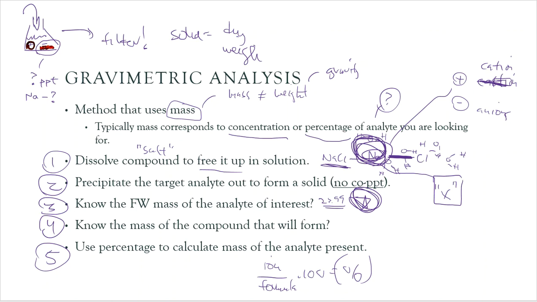I've got something, I'm dissolving it. I'm precipitating out that particular analyte of interest. That depends on the metal. That depends on the ion that I'm looking for, either cation or anion. I filter it, I get a mass, and I do a percent composition calculation. That's basically what happens in gravimetric analysis.